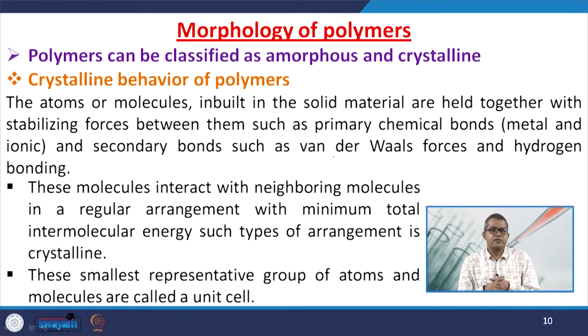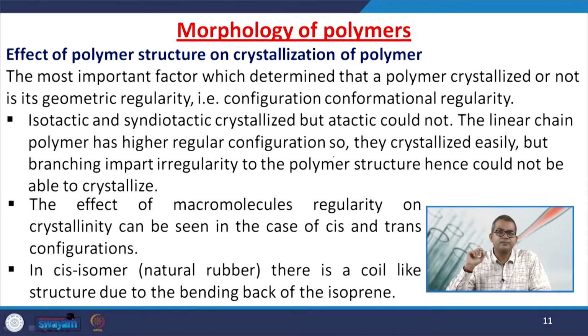Now, these molecules interact with the neighboring molecules in a regular arrangement with minimum total intermolecular energy. Such an arrangement is usually the crystalline one. These smallest representative groups of atoms and molecules are called unit cells. Now, there is an effect of polymeric structure on the crystallinity of the polymer. Let us have a look at the effect of polymer structure on crystallization of polymers.